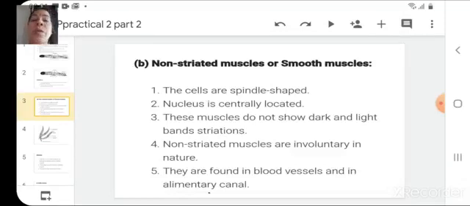They show their contraction and relaxation according to the system which is already running inside the body. So the movement, contraction and relaxation of these muscles are not in our control. That is why these muscles are called involuntary muscles. They are found in blood vessels, in the alimentary canal, etc.